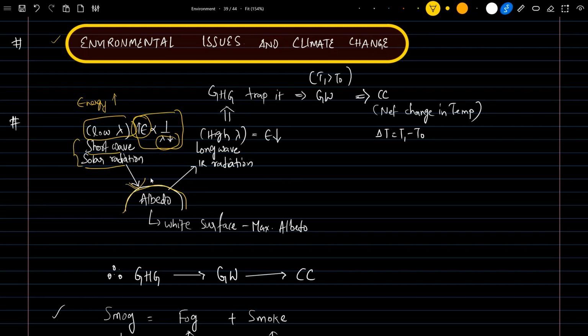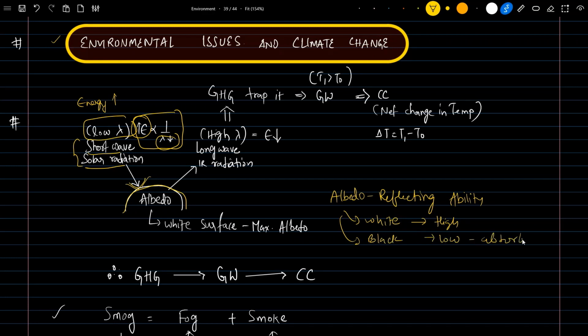Whenever it reaches the Earth's surface through the atmosphere, albedo happens. What does albedo mean? Albedo is simply the reflecting capacity, or reflecting ability. For example, if there is a white surface, it has high albedo. If there is a black surface, it has low albedo. Means it absorbs more rather than reflects, while the white surface reflects more rather than absorbing. So here, albedo happens.